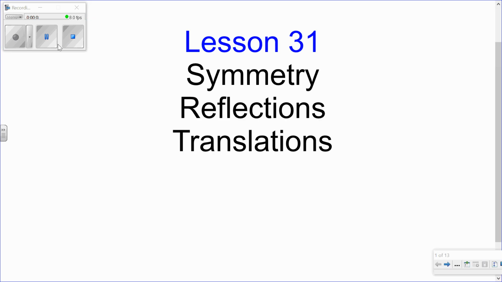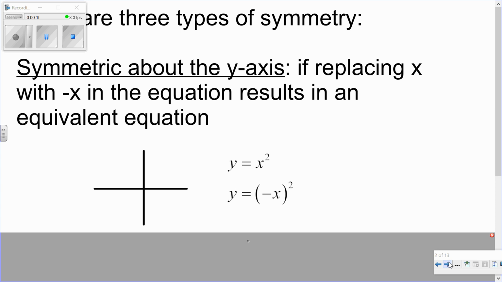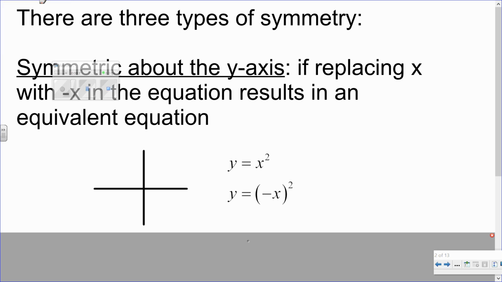Okay, it is rather long, but we're going to be talking about the transformations, different kinds of symmetries, how to change a graph, what does that do to the equation, or if we change the equation, what does that do to the graph? So first off, we are going to talk about three types of symmetry.